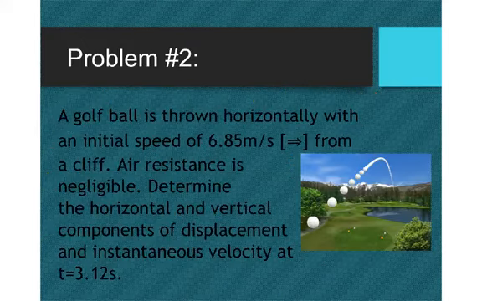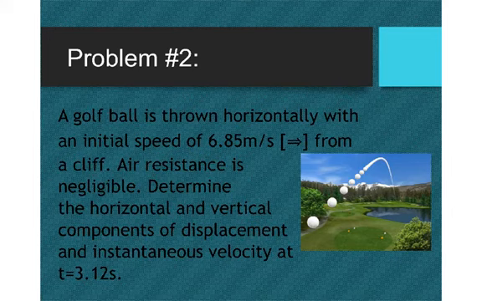All right, problem number 2. This one you're going to try on your own, and then you're going to play the video to see how you did. So a golf ball is thrown horizontally with an initial speed of 6.85 meters per second forward from a cliff. Air resistance is negligible. This just helps us simplify the math. Determine the horizontal and vertical components of displacement and instantaneous velocity at a time of 3.12 seconds.